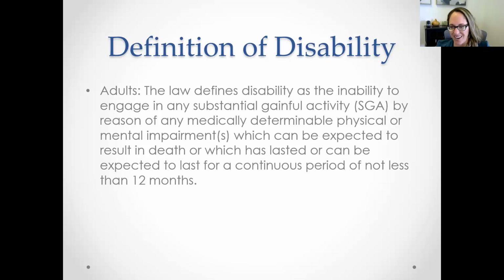Obviously, an exception is, like I mentioned earlier, for people who may be diagnosed with a terminal illness, let's say stage 4 cancer, where their doctor says you have 6 months to live. Obviously, that's not 12 months, but because it's a terminal illness expected to result in death, they do actually allow disability for those types of cases.